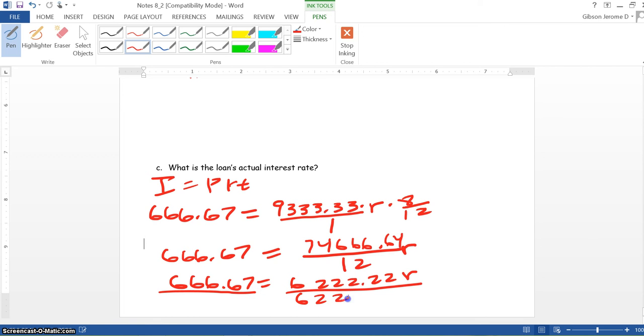Now we will divide each side by $6,222.22. And then we will have $666.67 divided by $6,222.22 will give us an approximate rate of 10.7%. And that will be your approximation for R. So we will finish our problem here. So it'll be approximately 10.7% is equal to R. And we're done.